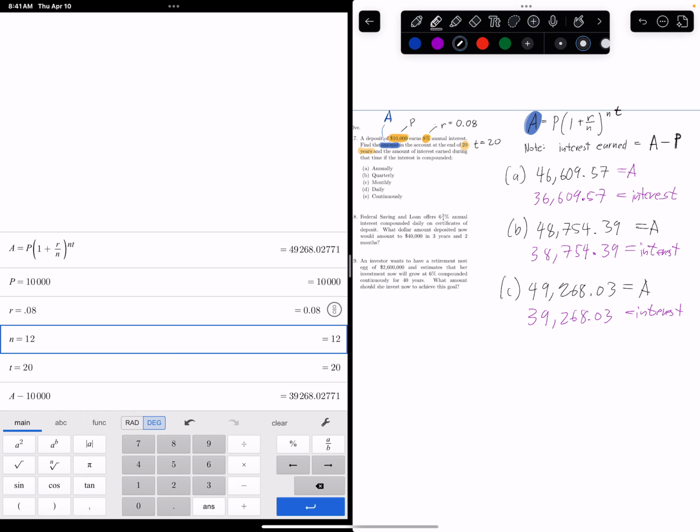Let's move on to daily. For daily, we're going to go ahead and use 365. Some people might use 360. Just be aware of that. Okay, and now we see the difference is starting to be less and less, right? 49,521.64. That's the total amount. And then minus 10,000 is the interest earned.